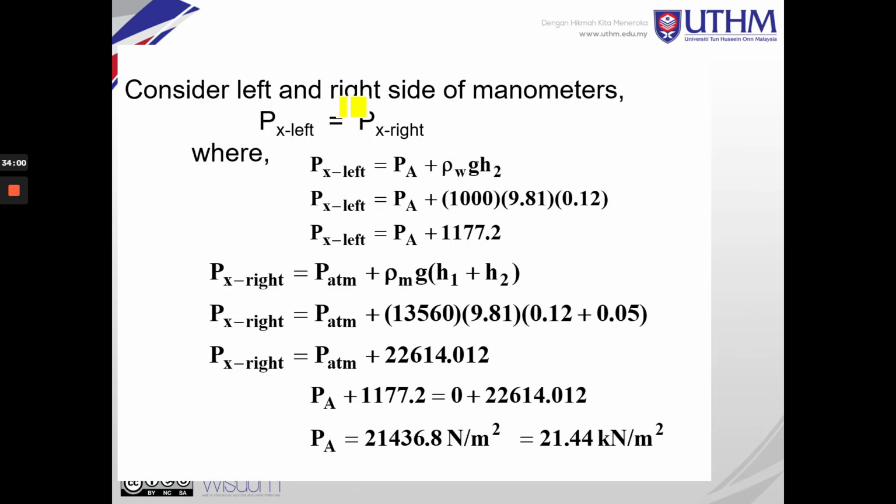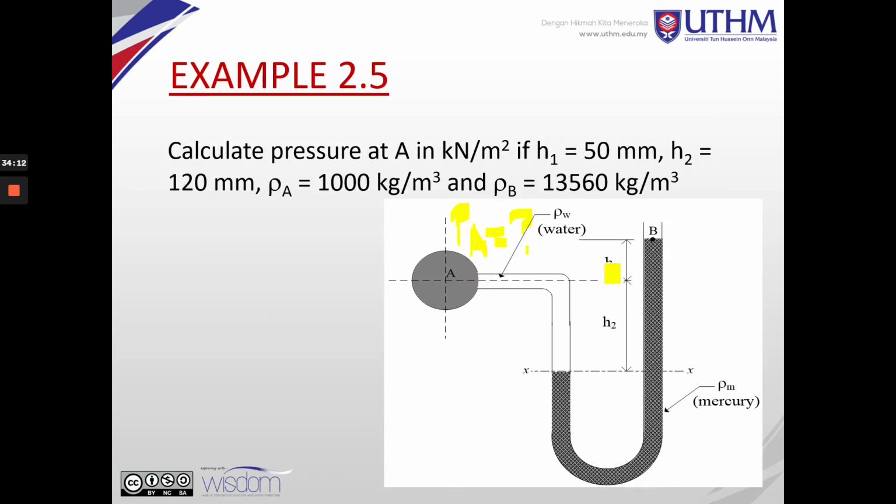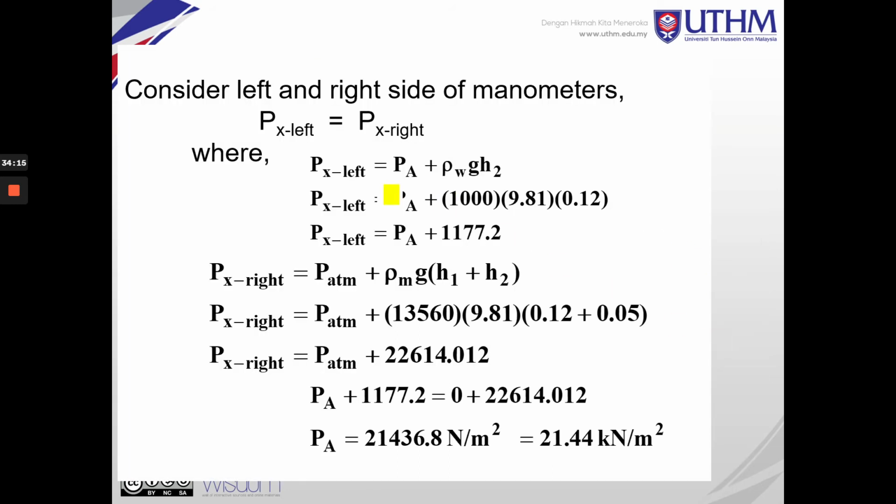Okay, so consider the left and right side of the manometer. So P left is equal to P right. Look at the left here. At the left, this is left, this is right. So left is PA plus rho W G H2, which gives the value of the pressure at left. Pressure at right is equal to P atmosphere plus rho m G times H1 plus H2. Okay, so we get this value. After you calculate, we get this one.